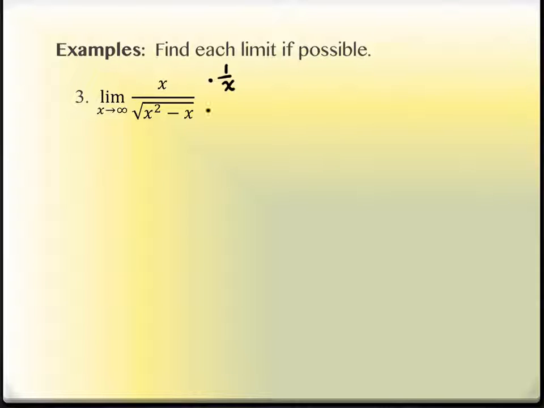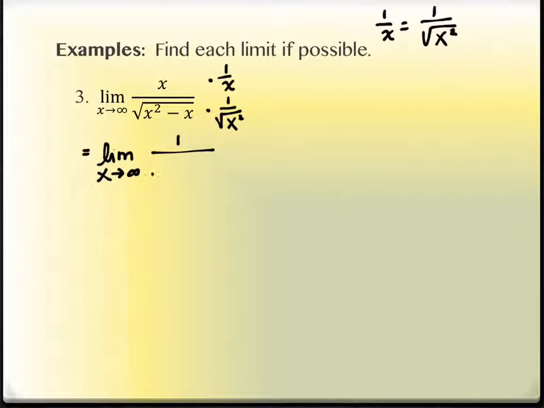Now, it'll be a little more helpful and thought-provoking to write this instead of 1 over x as 1 over the square root of x squared in the denominator, because the square root of x squared would also be x. And I need this to be under a denominator for it to make sense. So as I'm looking at this one, the numerator, of course, is 1. The denominator, basically what we have is the square root of x squared over x squared minus x over x squared.